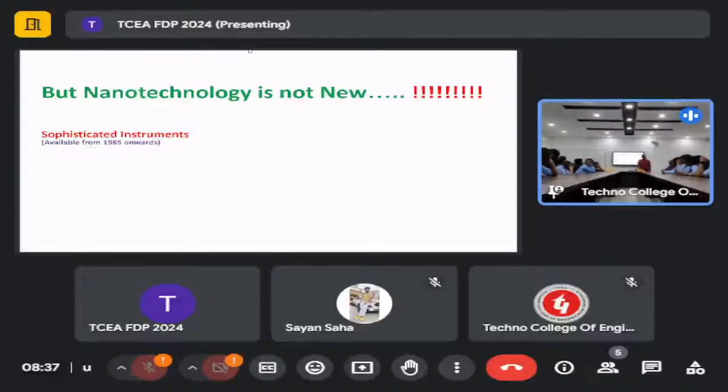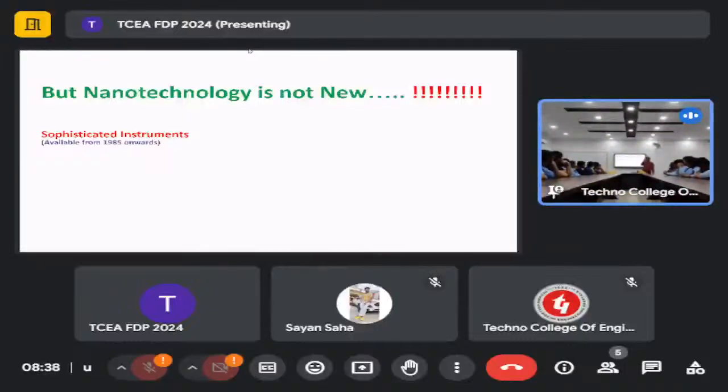Nanotechnology started its journey from 1990 because sophisticated instruments like the transmission electron microscope, scanning electron microscope, Raman spectroscopy, micro Raman, and X-ray diffraction were available around 1985. For that reason, it was suitable for researchers to apply nanomaterials around 1990. Before that, many scientists used nanomaterials or nanotechnology, but could not properly apply them only because of the absence of sophisticated instruments.